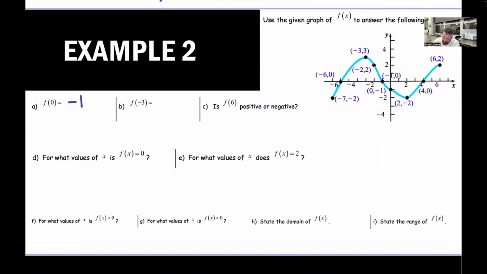The next question says f of -3, which is saying what happens when I plug in -3? Well, that ordered pair is right here. -3 goes in, 3 goes out. Is f of 6 positive? Well, here's f of 6, and that's above the x-axis, so the output that goes with 6 as an input is positive.